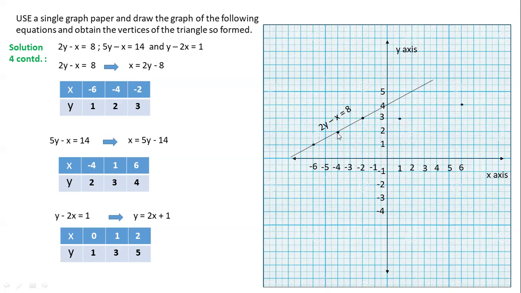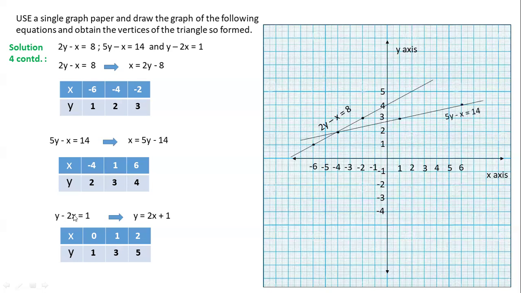So this line here, this point, and this. So these are the 3 points. Let us join it. It's like this. So this is the graph of which equation? 5y minus x is equal to 14.